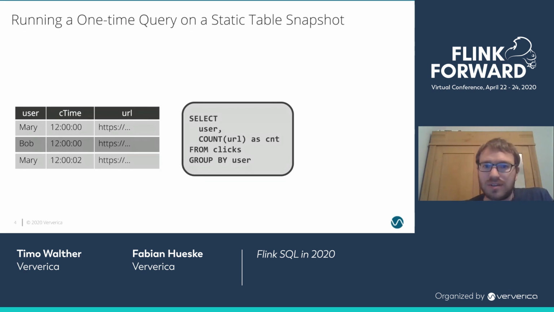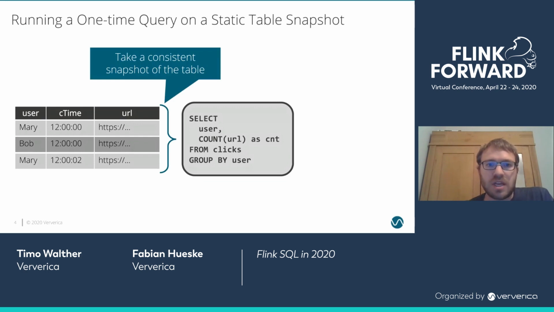So it's a simple select user count from group by query. When we submit this query to a traditional database, the database would basically take a consistent snapshot of the table at that point in time.